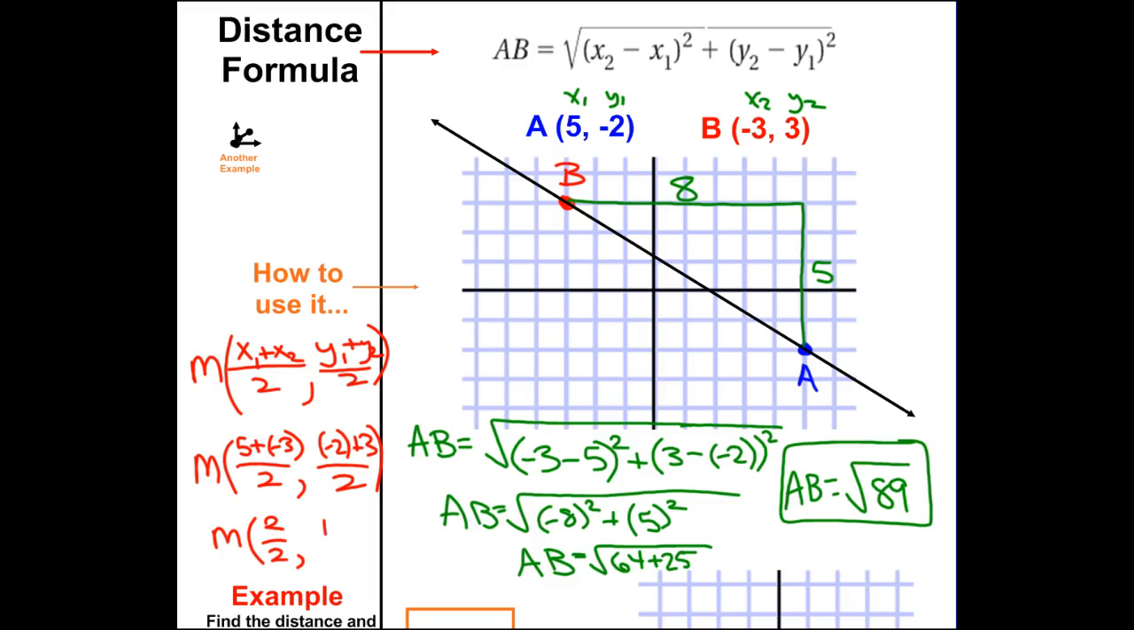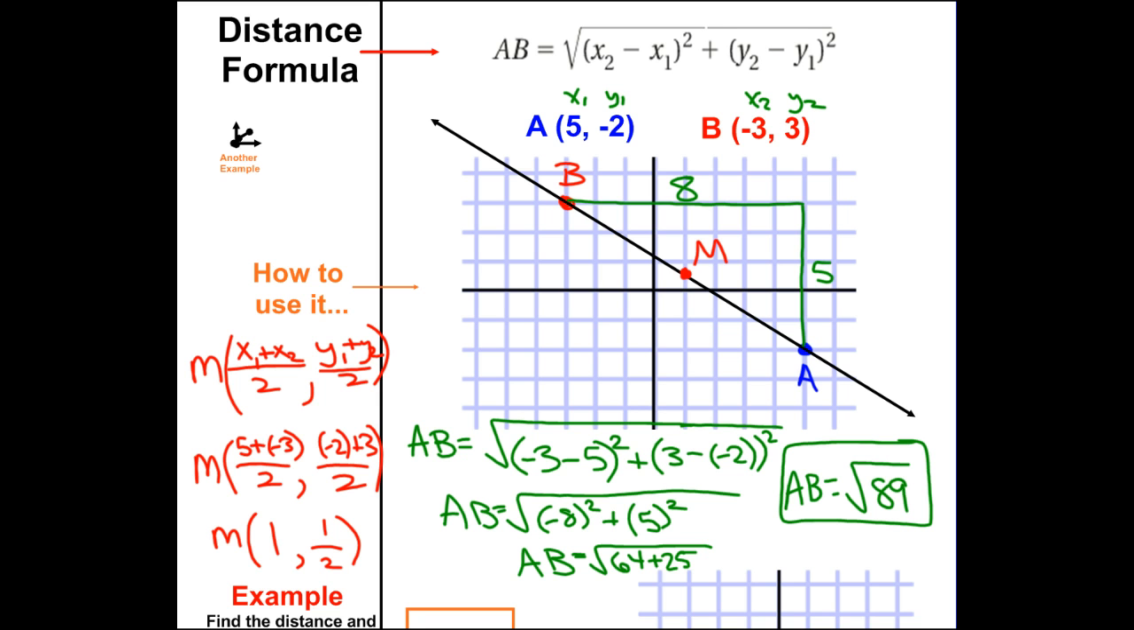-2 plus 3 is 1, divided by 2. Looking at this, we can simplify one piece of it. We can simplify our x value to be 1. So we're going to go over 1 and up a half. That is going to be our midpoint.